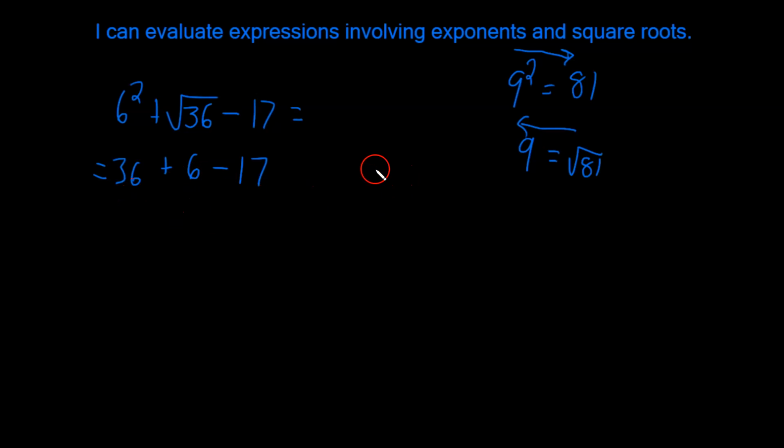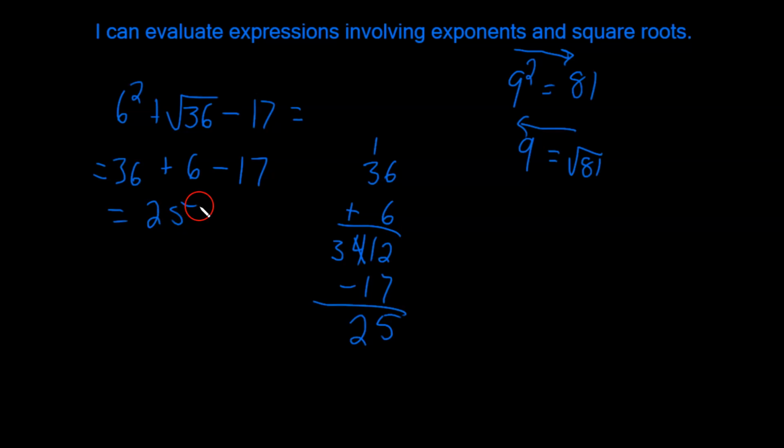So we got 36 plus 6. Let's do that off to the side here. I mean, we might be able to do this in our head, but we'll do it off to the side just for practice here. So we got 42. And then we're going to subtract 17 from that. 2 minus 7, can't do that. 12 minus 7 is 5. 3 minus 1 is 2. So we get an answer of 25. So a final answer of 25 right there.